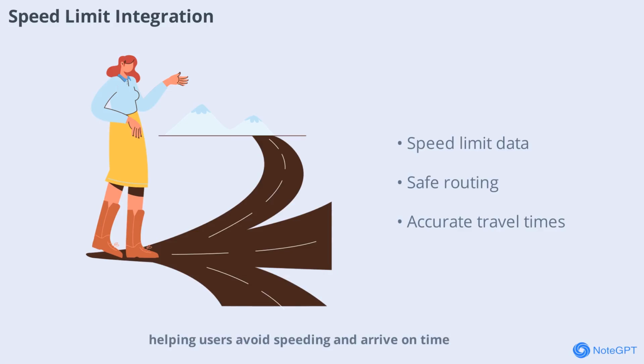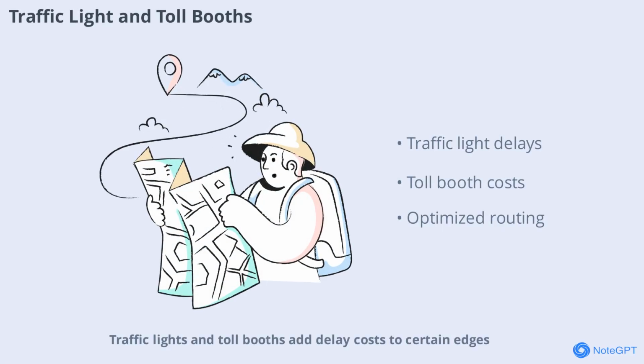Traffic lights and toll booths add delay costs to certain edges. Google Maps models these features to provide realistic travel time estimates. By factoring in stops and tolls, the app helps users choose routes that minimize delays and expenses, optimizing both speed and cost.